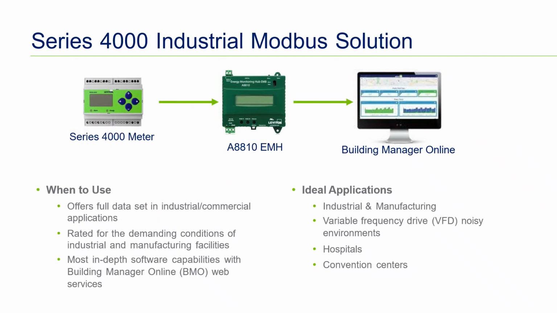Leviton Series 4000 meters are a single 3-phase meter frequently selected for industrial and commercial applications. These meters feature full data set points which can be valuable to users needing more than simple kWh data. While the Series 4000 is field programmable, Leviton offers a variety of pre-configured meter kits which can simplify installation and setup. Like all our meters, the Series 4000 models are typically connected to an Energy Monitoring Hub which gathers all the meter data from a site and pushes it to a software platform like Building Manager Online.